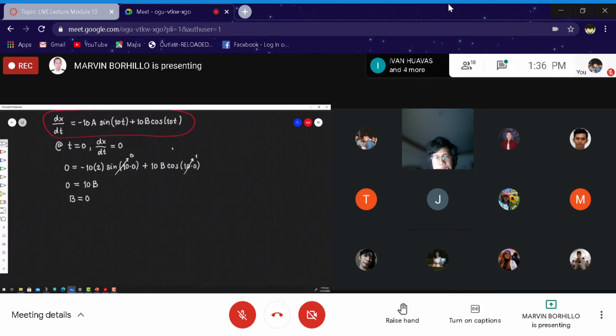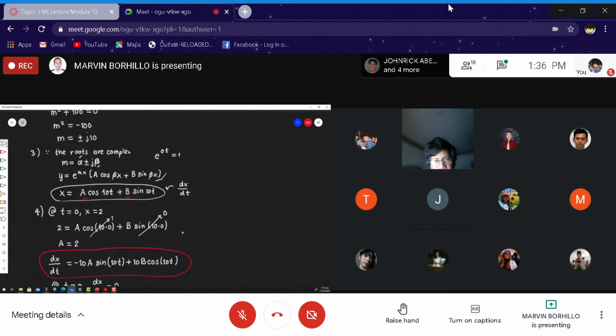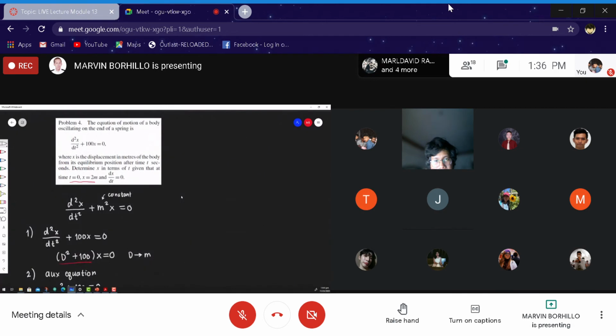So, the particular solution of this differential equation or this simple harmonic motion will be x is equals to 2 cosine of 10t. Yan natin. Since this involving meters, ito isang application number. Taas. Yan. Kung may unit, lagay nyo na yung unit sa dulo. No? Since to is involving meters.